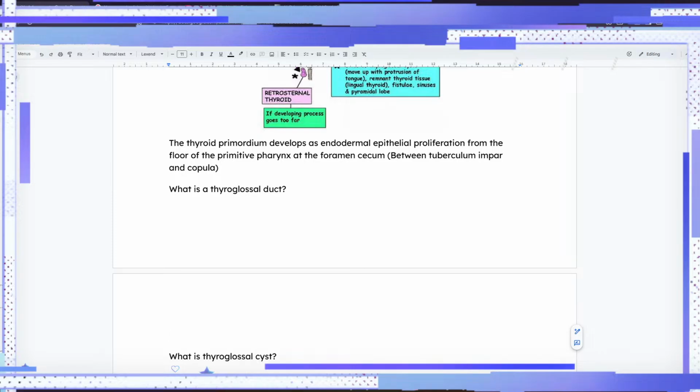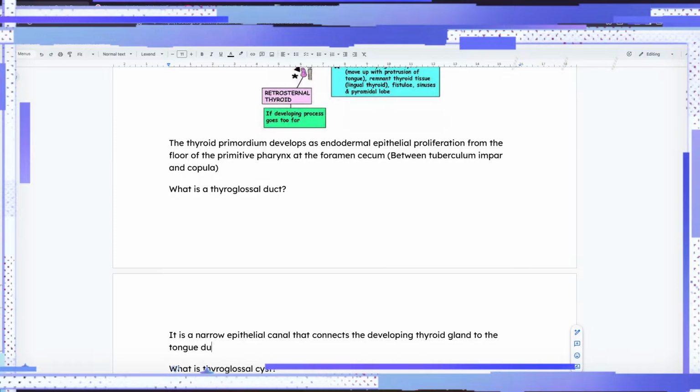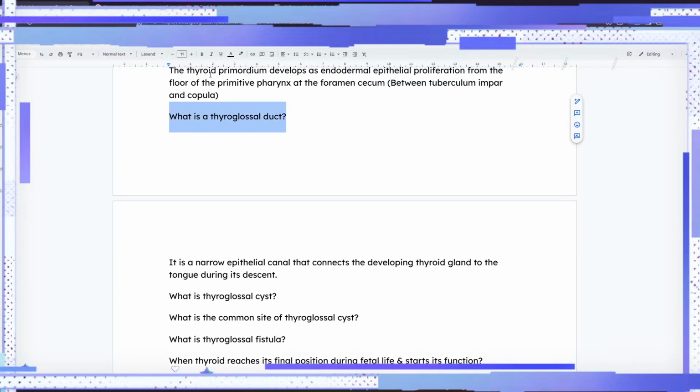What is the thyroglossal duct? It is a narrow epithelial canal that connects the developing thyroid gland to the tongue during its descent. Simple enough, right?